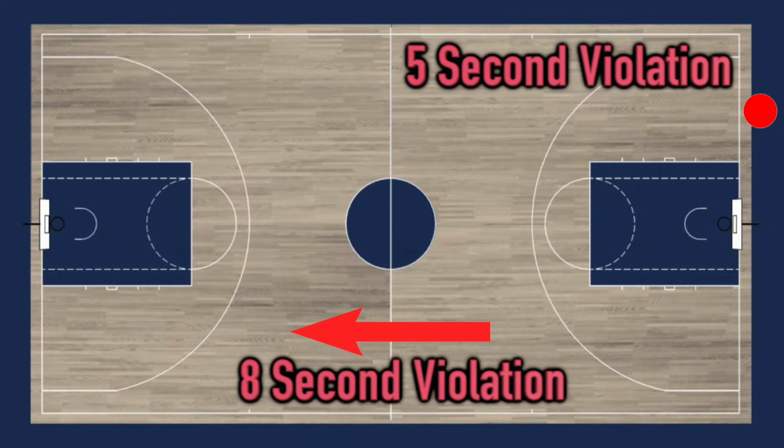We also have the 8-second violation. Once the offense gains possession of the ball in the backcourt, they've got 8 seconds to advance the ball over half court. If they take longer than 8 seconds, the other team gets possession of the ball.